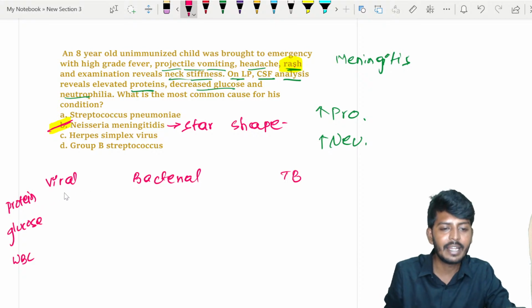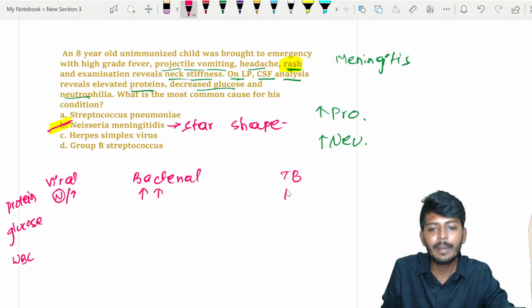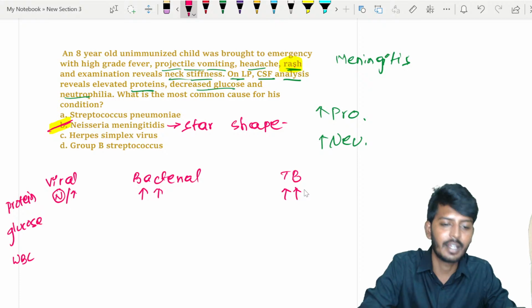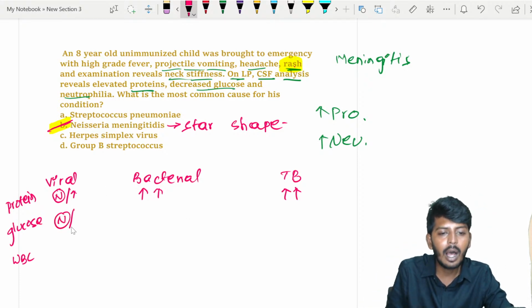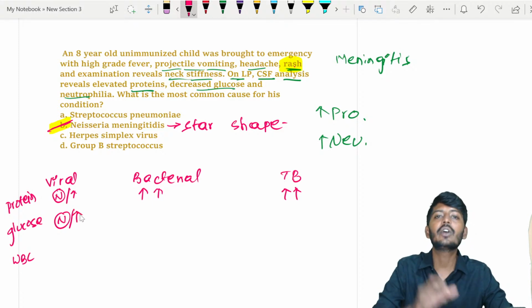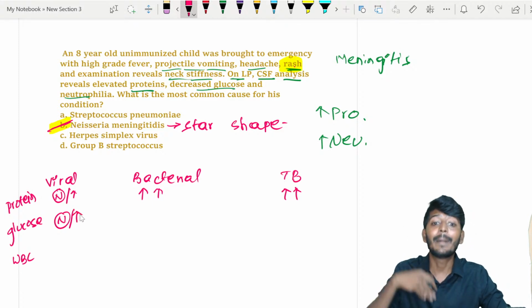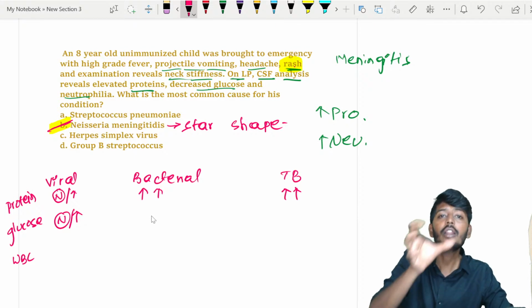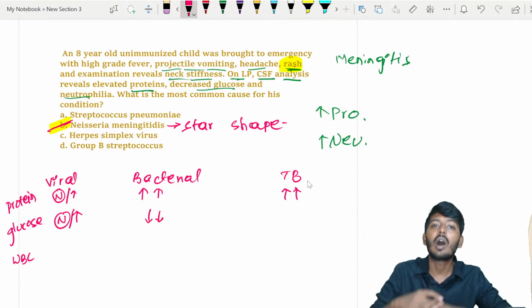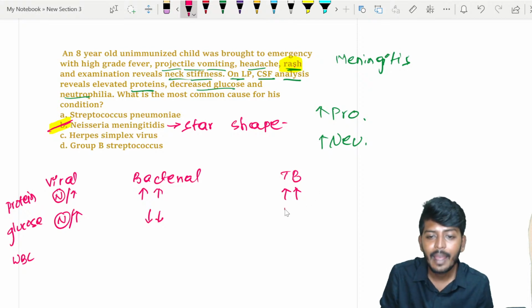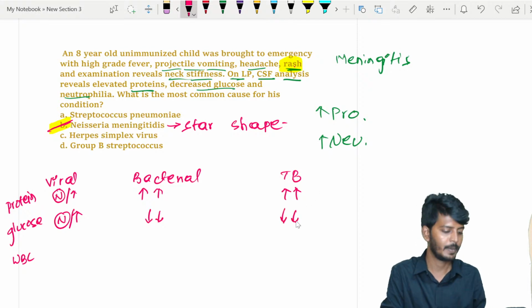In viral meningitis, proteins might be normal or maybe increased. In bacterial meningitis, proteins always increase. In TB meningitis also, proteins always increase. In viral meningitis, glucose will be normal or even increased because the virus does not consume glucose. But in bacterial meningitis, the glucose will be consumed by bacteria, so glucose will be reduced. Tuberculosis is also a type of bacterial meningitis, so there will be a decrease of glucose.